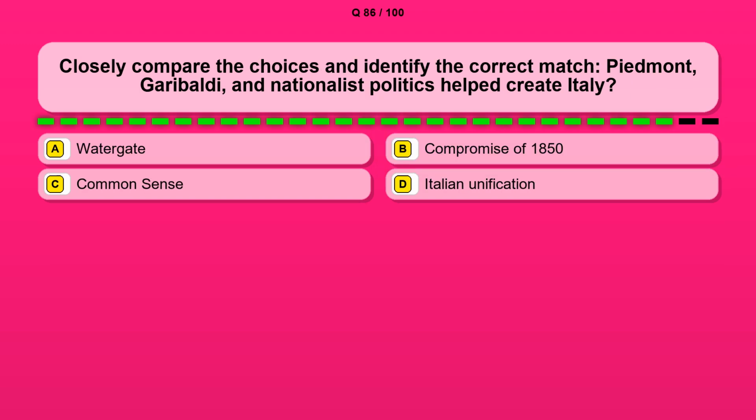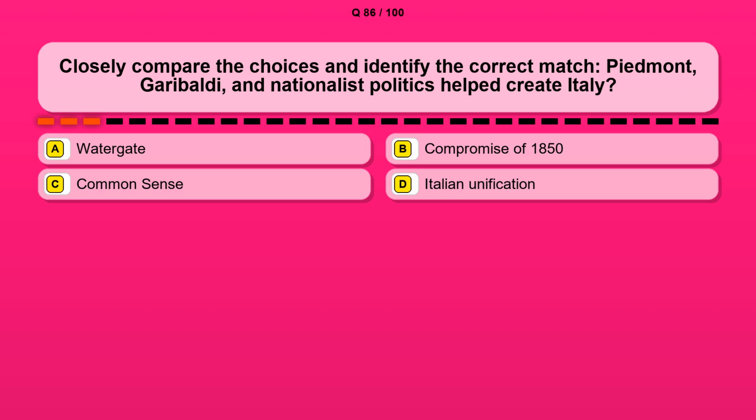Question 86. Closely compare the choices and identify the correct match. Piedmont, Garibaldi, and nationalist politics helped create Italy. Option A, Watergate. Option B, Compromise of 1850. Option C, Common Sense. Option D, Italian unification.